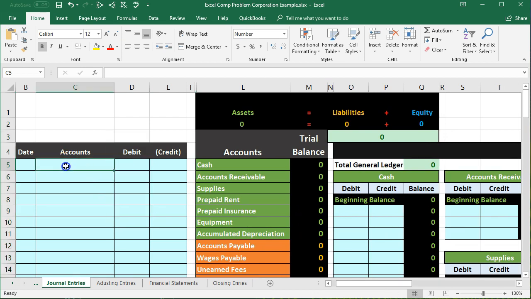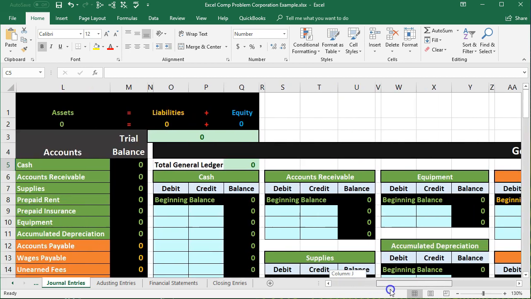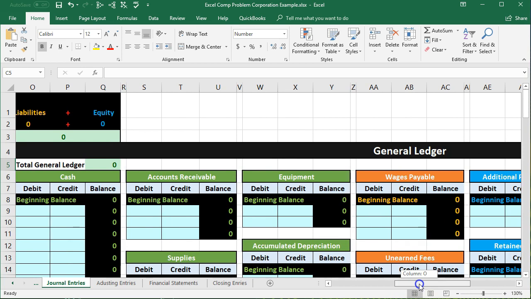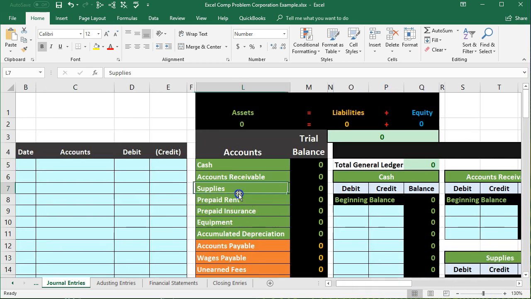So now we're going to enter this data here into the general journal. We're going to post it over here to the general ledger. So here's the general ledger, and then the general ledger will be used to create the trial balance. Sounds complicated. It's not too bad if we take it on a step-by-step basis.